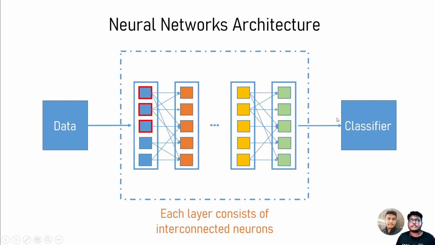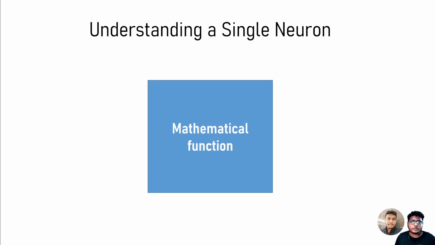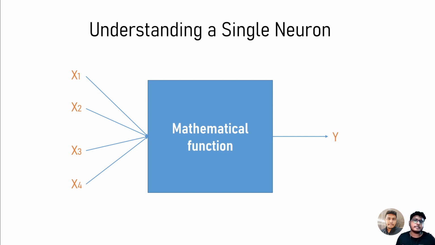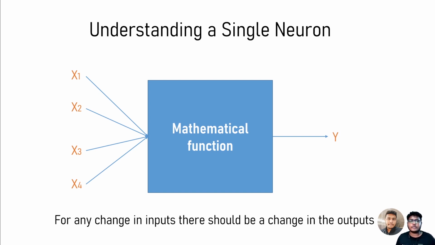So what is there inside a single neuron? When you talk about a single neuron, it's nothing but a mathematical function. In this mathematical function you have some inputs, x1, x2, x3, x4. If it's a neuron in the first layer, you can consider these to be the features of the data. This mathematical function is calculated on top of those 4 data points, and it produces some output, which is fed to a neuron in the next layer.